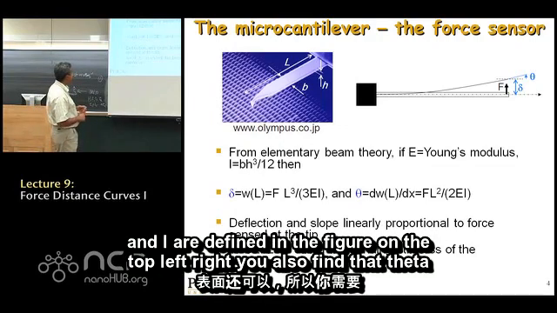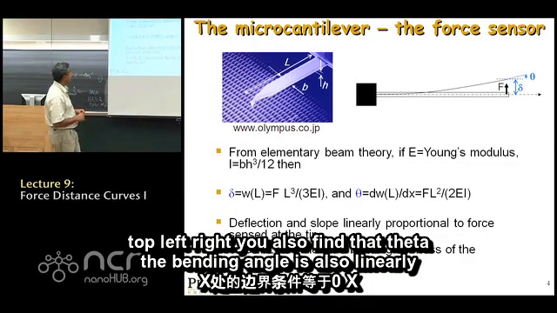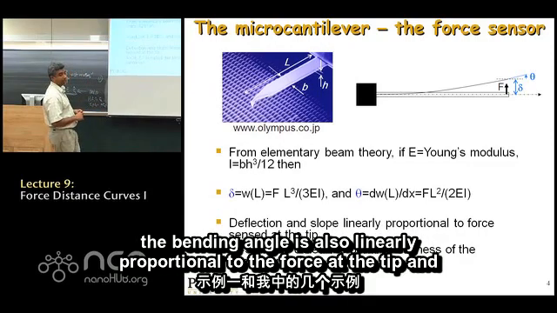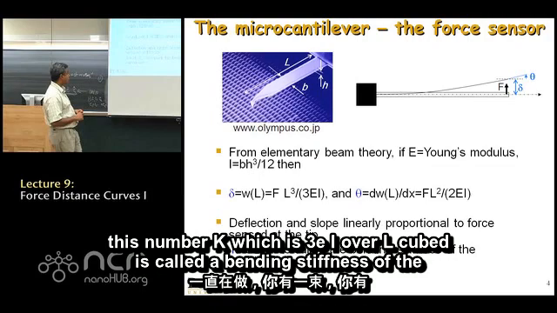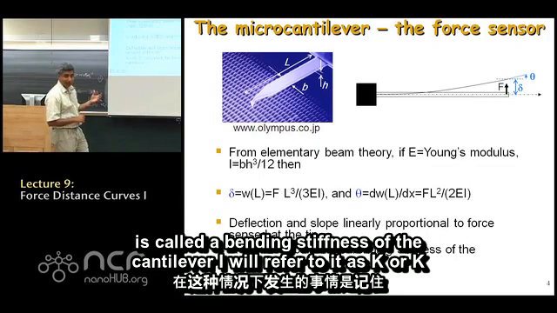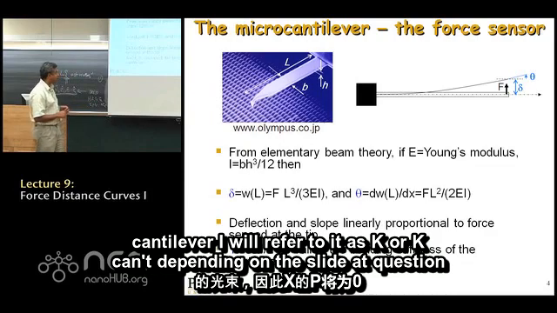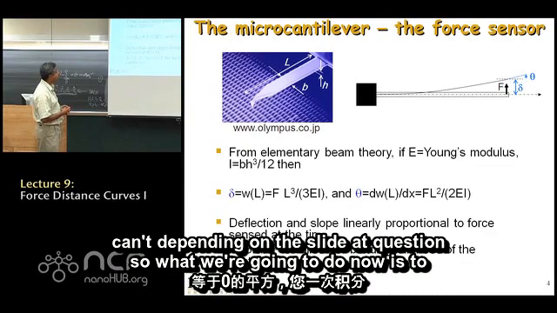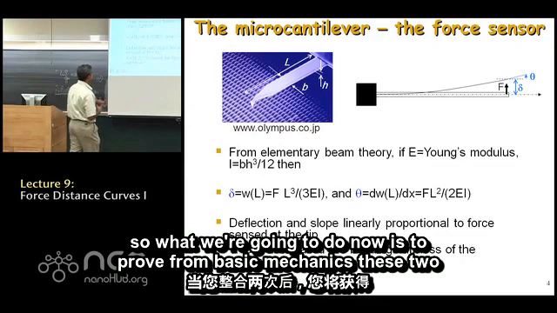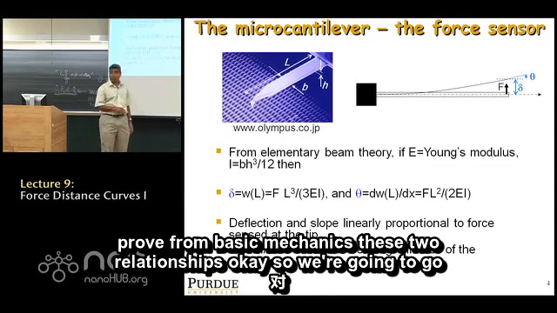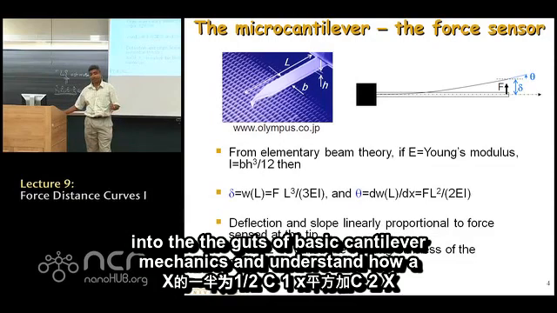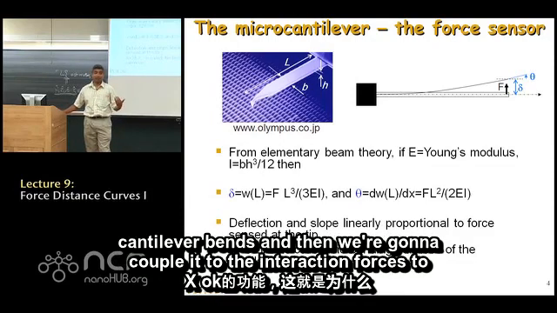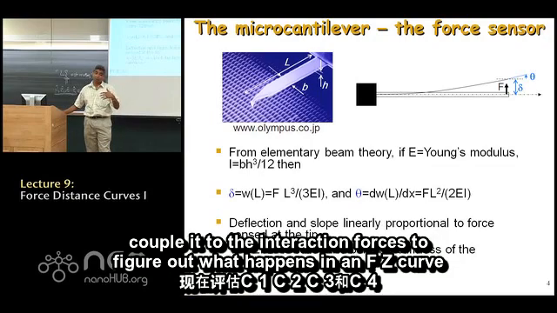You also find that theta, the bending angle, is also linearly proportional to the force at the tip. And this number K, which is 3EI over L cubed, is called the bending stiffness of the cantilever. I will refer to it as K or K cant, depending on the slide in question. So what we're going to do now is prove from basic mechanics these two relationships. We're going to go into the guts of basic cantilever mechanics and understand how a cantilever bends, and then couple it to the interaction forces to figure out what happens in an FZ curve.